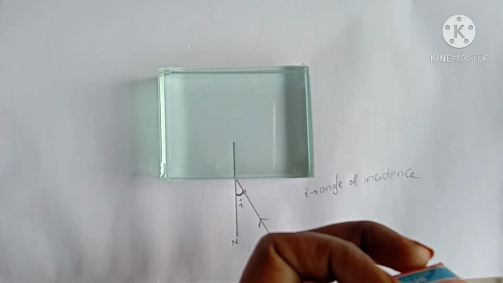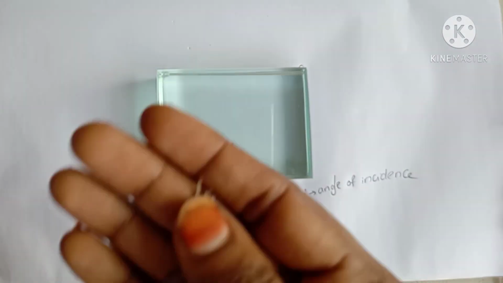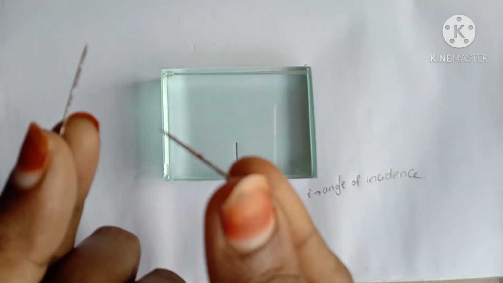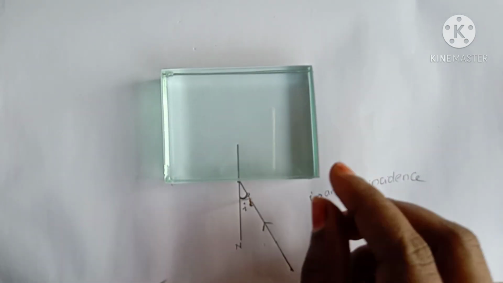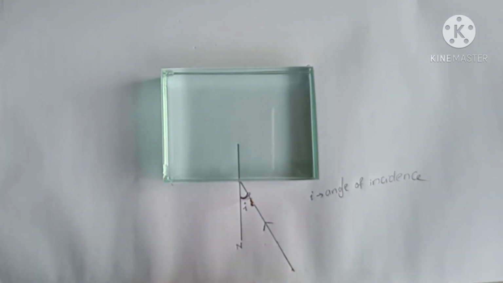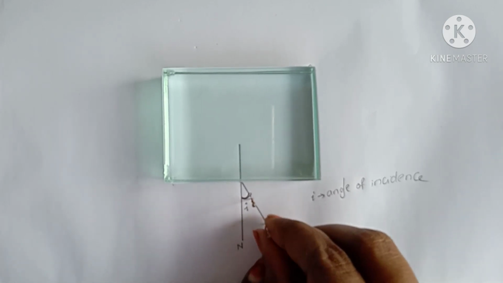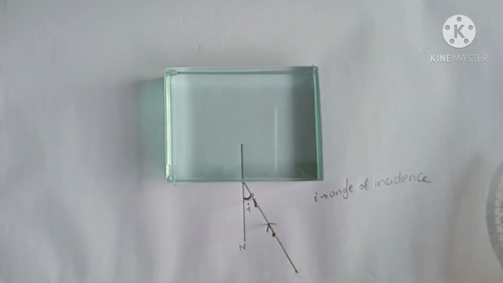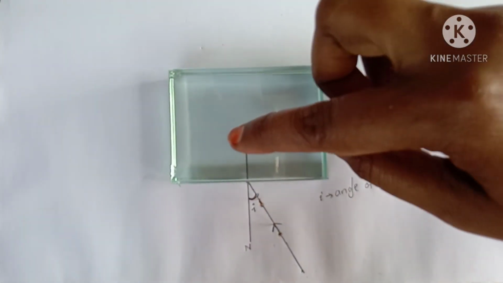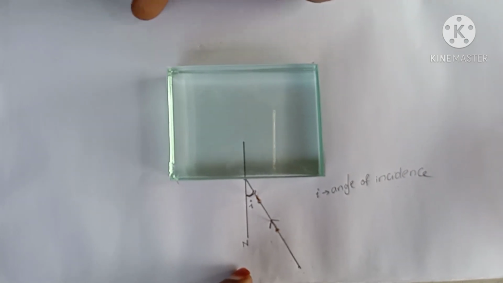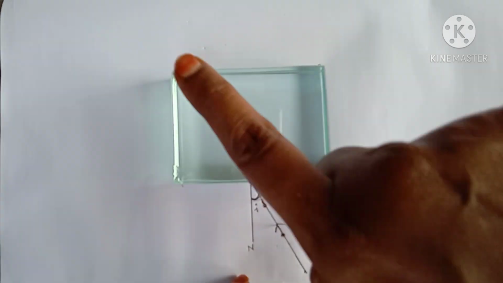Already we discussed the materials required: pins. So now take the 4 pins. First take 2 pins and place them on the incident ray direction line. Already you saw that the incident ray falls on the slab along this line. On that line we have to place the 2 pins. And after that take another 2 pins. And from the other side of the glass slab we have to fix the pins in a straight line.